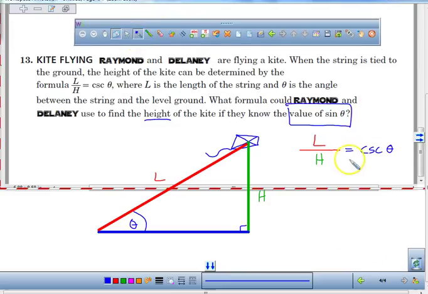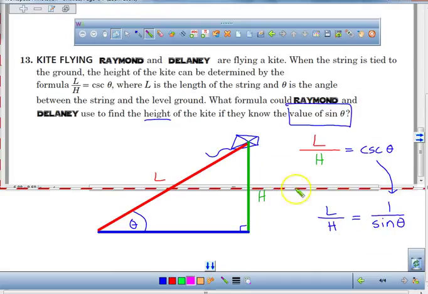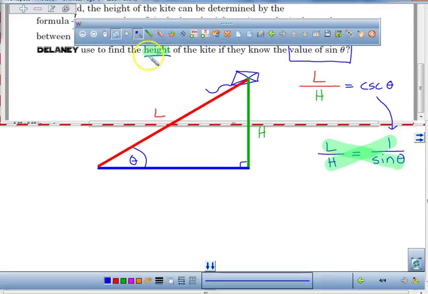By the way, what did I say to replace cosecant of theta with? I said replace it with 1 over sine of theta. We're replacing the cosecant of theta with 1 over sine of theta. Now, if you look carefully, can we solve for the height? Sure. Because now we can cross multiply. And when you cross multiply, you get h times 1, which is h.